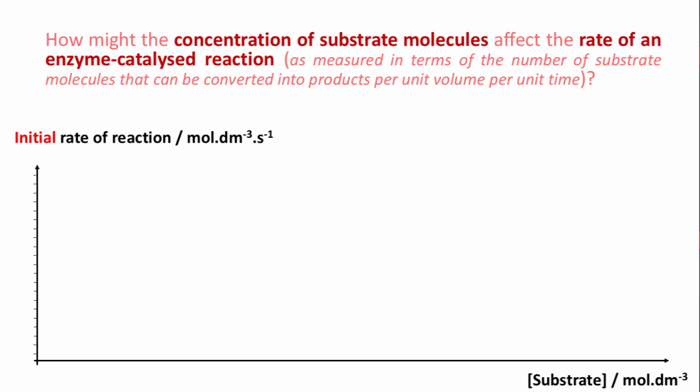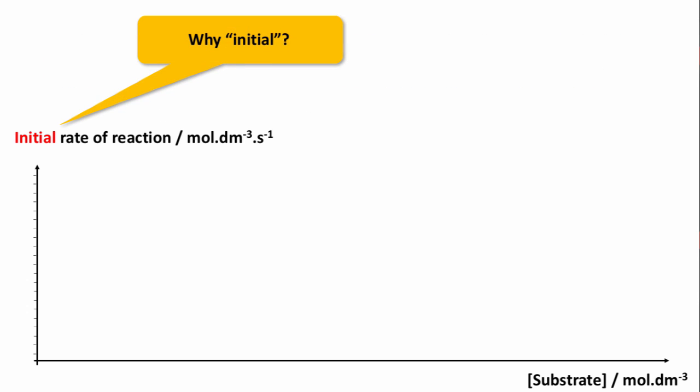Back to the question of how might the concentration of substrate molecules affect the rate of an enzyme-catalyzed reaction. What we just discussed about the number of substrate molecules that can be converted into products, that is a measure of the rate of an enzyme-catalyzed reaction. Now, before I proceed, I would like you to have a look at the y-axis label. Notice that it says initial rate.